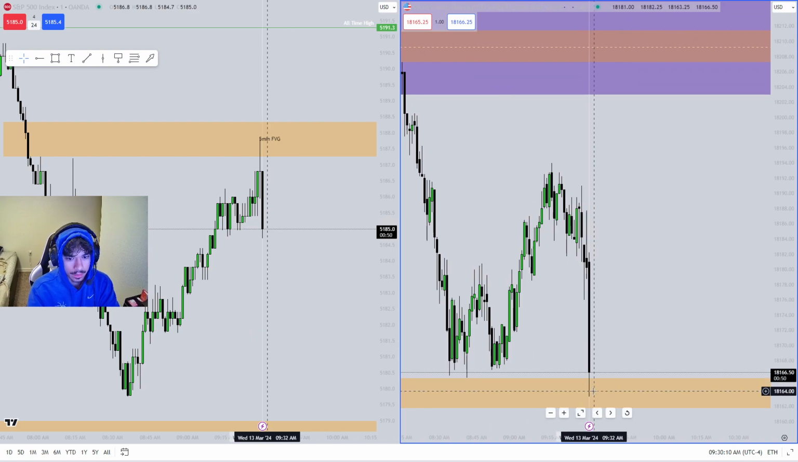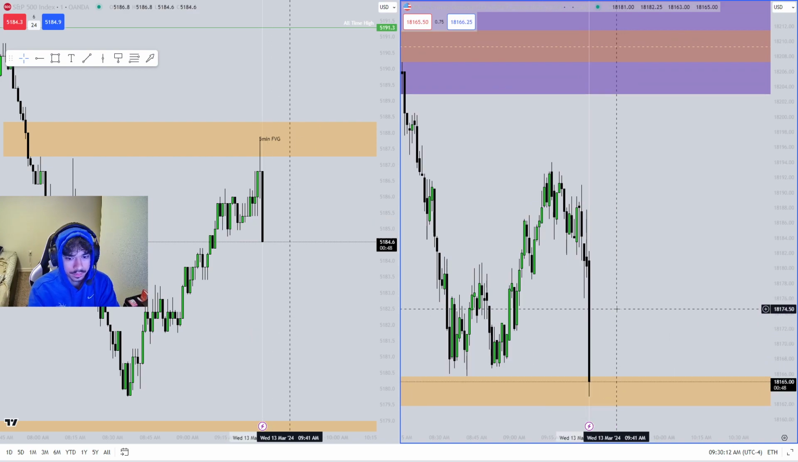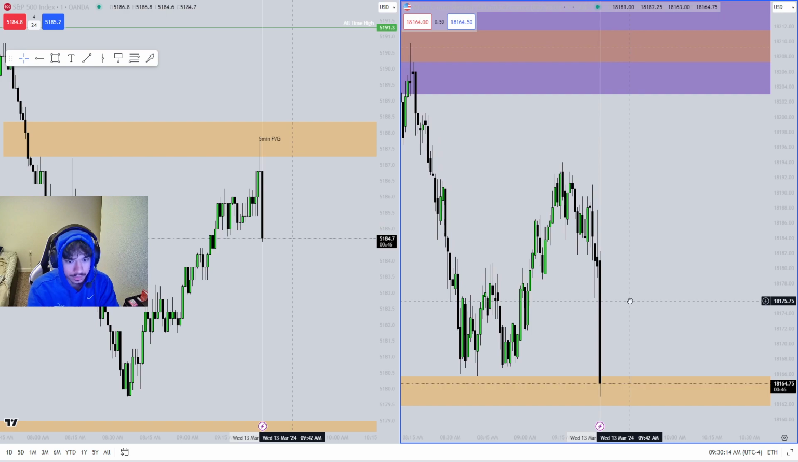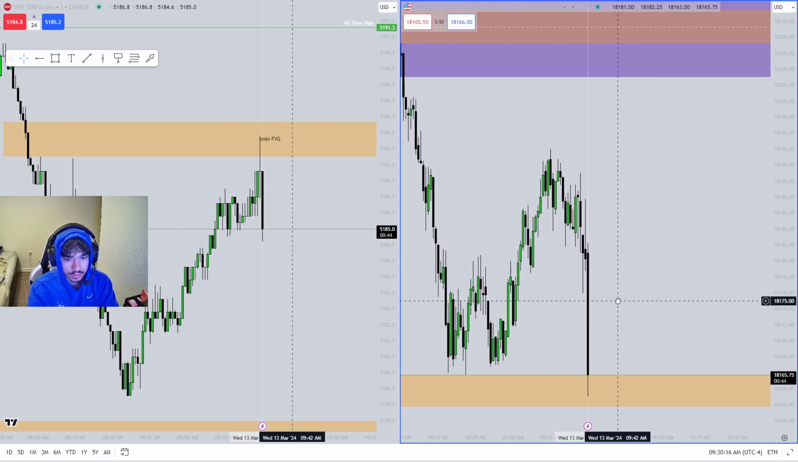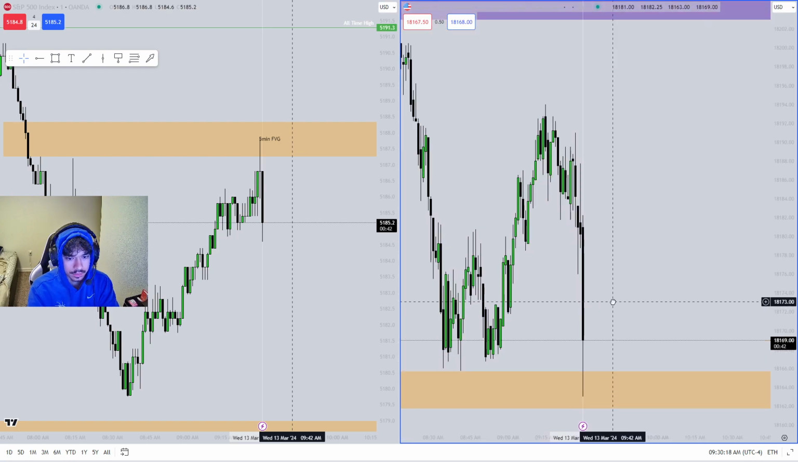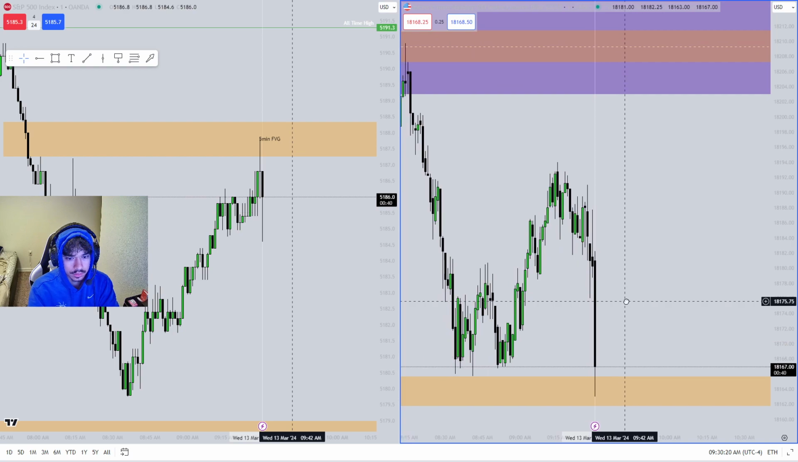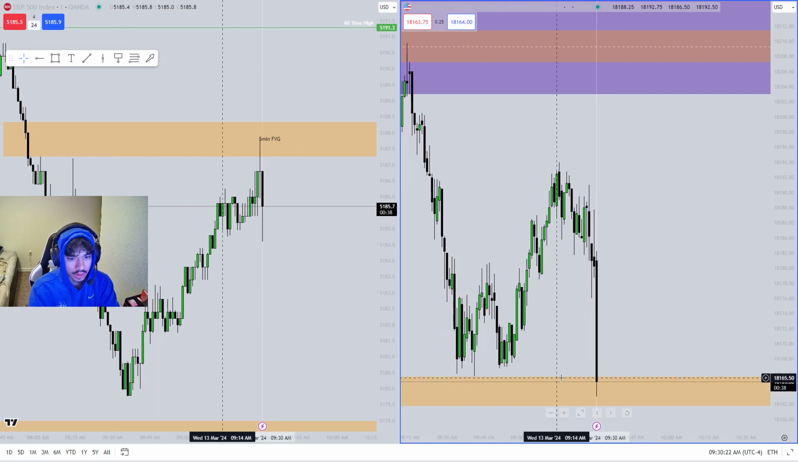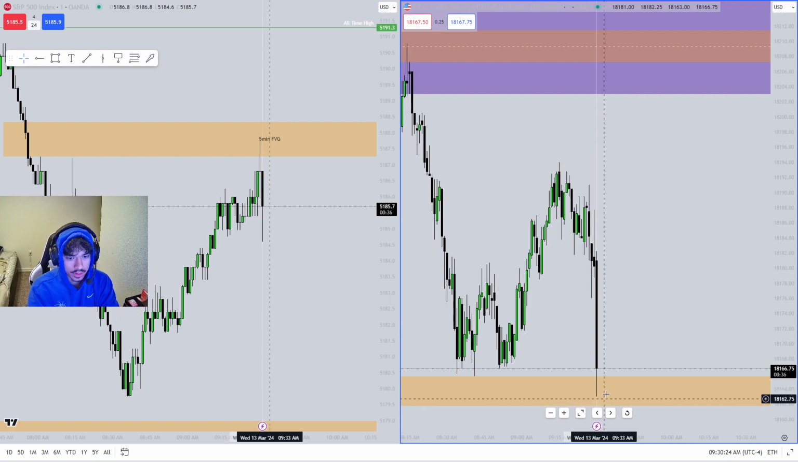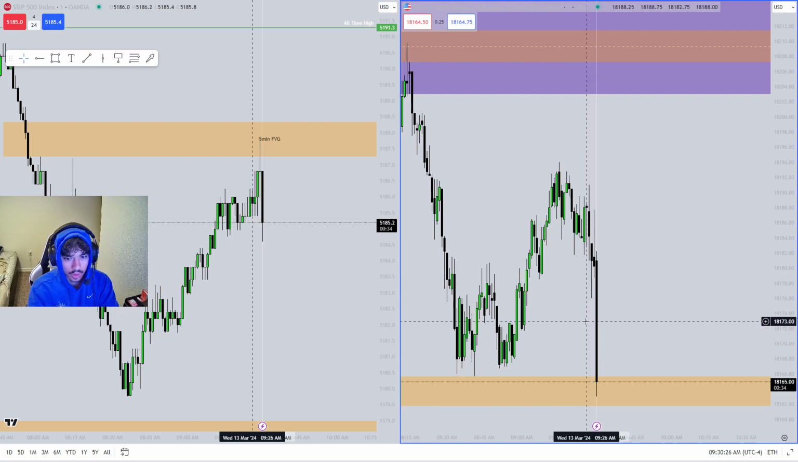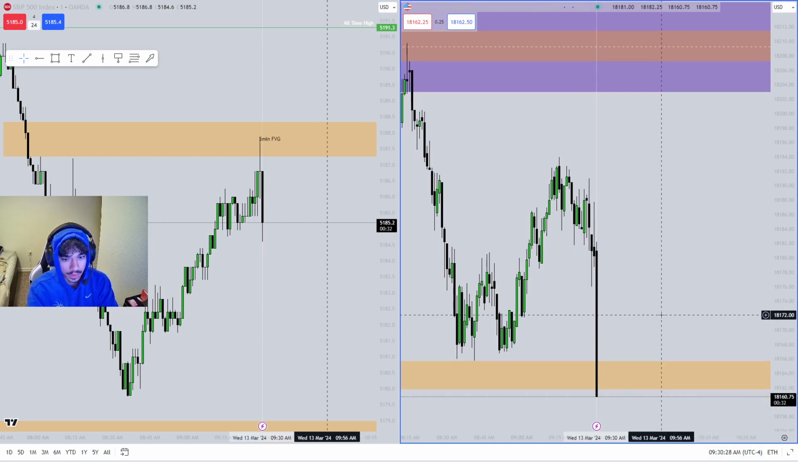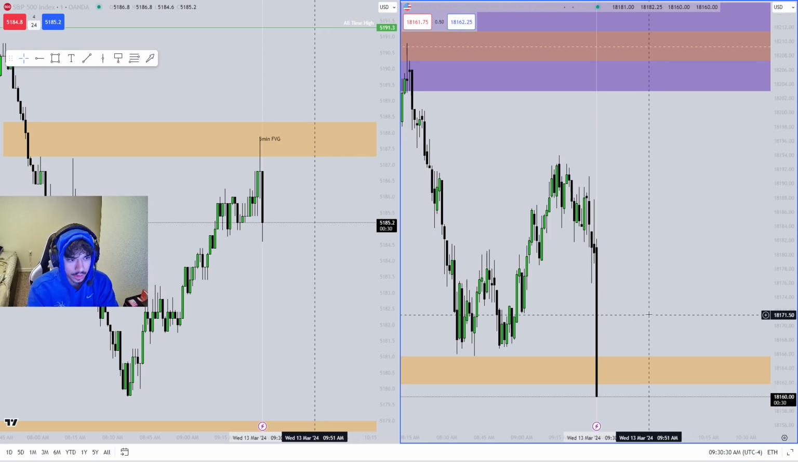Looks like a shot for that baby right off the bell. Took out these relative equal lows. Want to see if it gets to fill the whole thing, and then we're watching to see where it closes at the end of this 30 minutes. Yep, there's the whole thing.